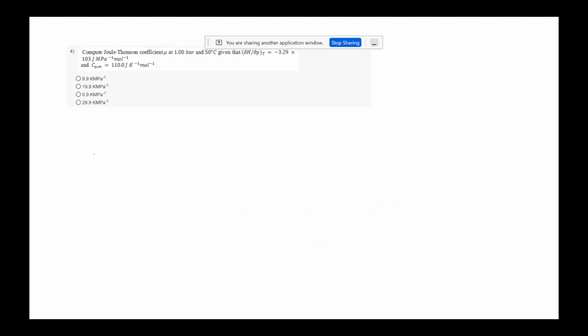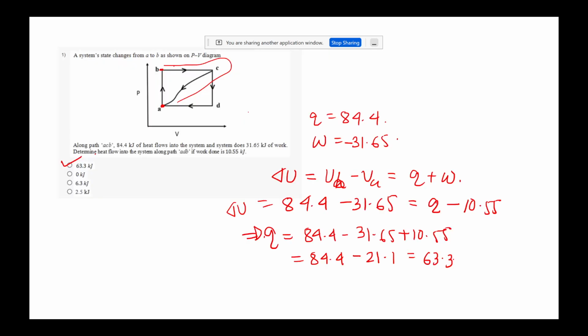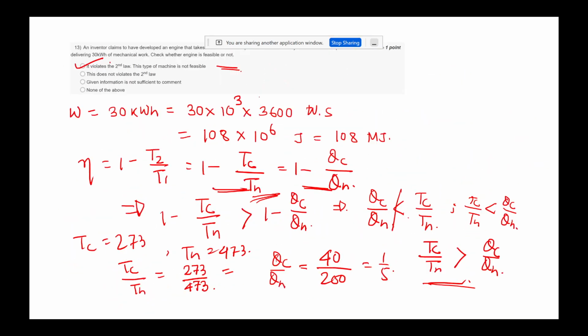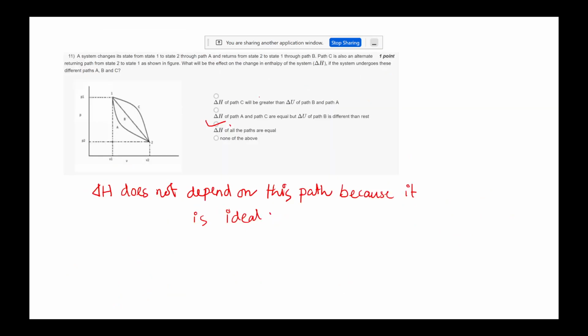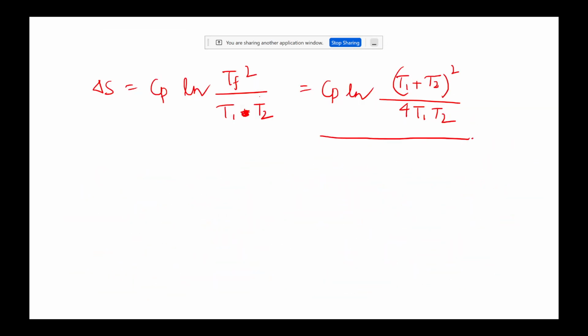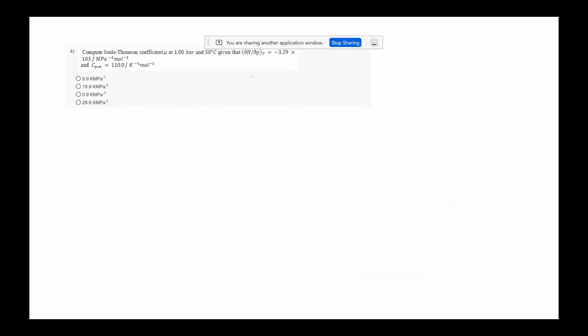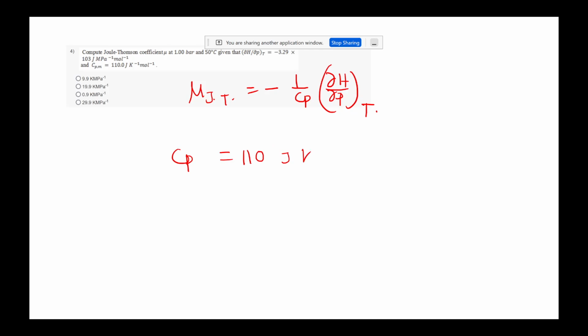Okay. Now here this is a Joule-Thomson coefficient calculation. Since in the previous problem we have done one Joule-Thomson coefficient problem, I guess. Now, Joule-Thomson coefficient problem. So this mu JT is defined as minus 1 by Cp del H del P at constant T. Now Cp is given, 110 J K inverse mole inverse, and del H del P at constant T is also given.